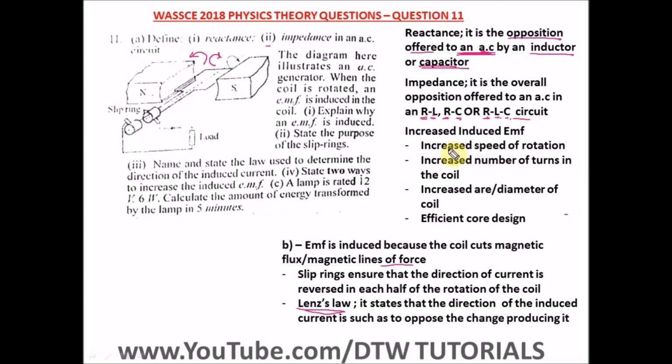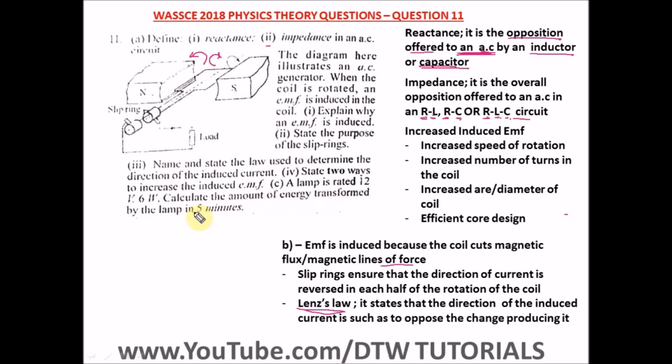It says here increase the speed of rotation, increase the number of turns in the coil, increase the diameter of the coil, efficient core design. So these are ways to increase the induced EMF. You are just told to state two ways here, but these are four ways to increase the induced EMF.